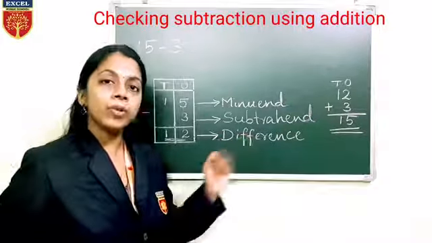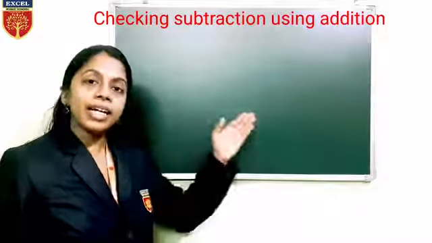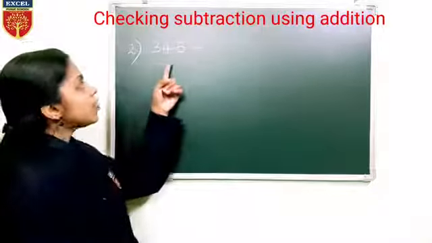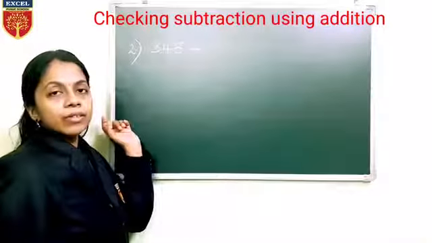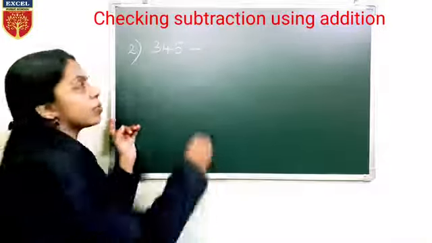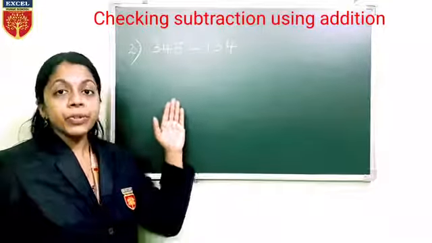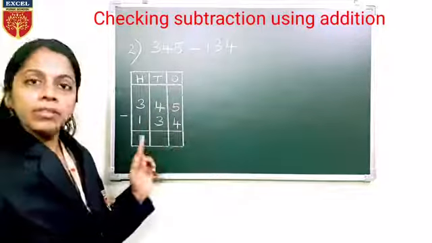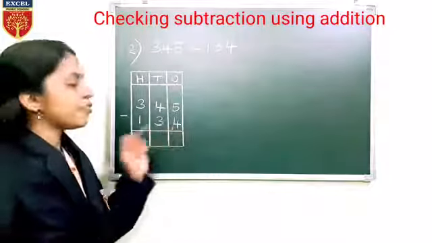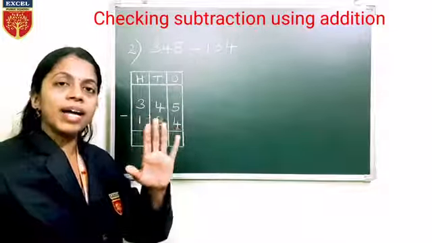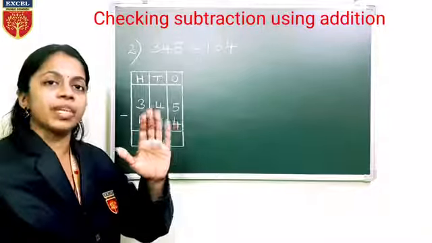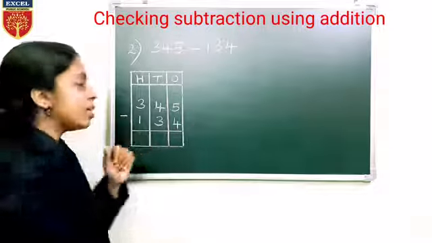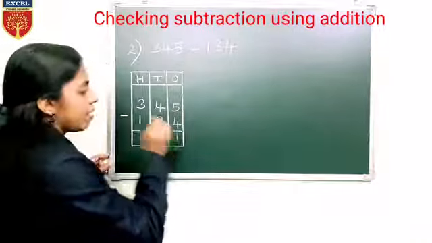Let's see one more example. Let's take a 3-digit number. 345 minus 134. First, we need to subtract. Let's subtract. Start from the ones place. 5 minus 4. Fold 4 fingers. Balance 1. 5 minus 4 is 1.